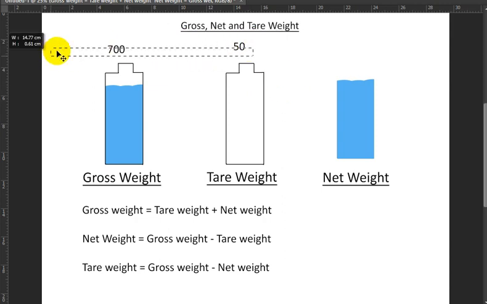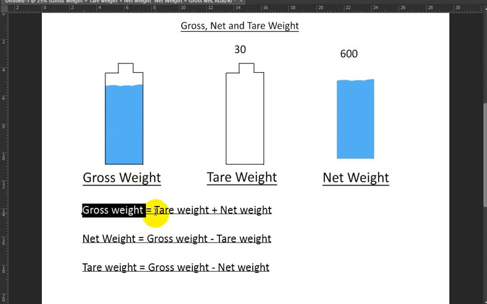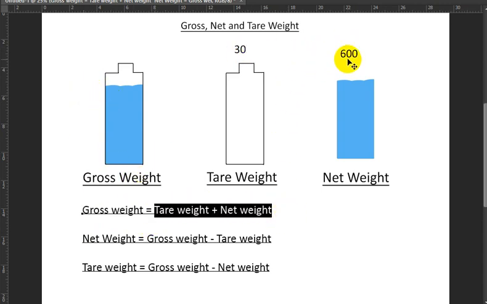Let's say that I gave you a problem that said, okay, well, this empty bottle weighs, let's say, 30 grams, and this water right here weighs 600 grams. How much will this water bottle weigh? Well, that just means I need to put these two together to make this. So I'm looking for the gross weight. I'm looking for the whole. So as you can see here, I need to add these two, 600 plus 30, to get 630.